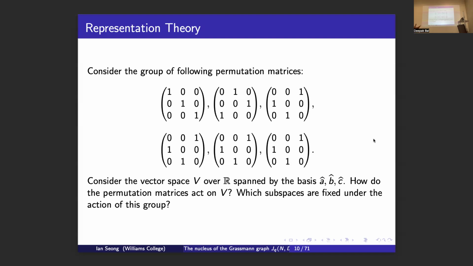Consider a vector space V over the real numbers that is spanned by the basis, let's say A hat, B hat, and C hat. So instead of the vertices of the triangle, we're looking at vectors in a vector space. Now the question is, how do the permutation matrices act on the vector space V? Another fundamental question is, what are the subspaces that are fixed under the action of this group? The most obvious vector you can think of is 1, 1, 1.